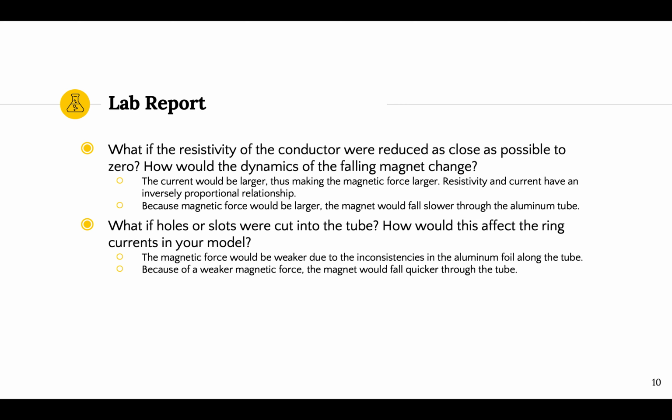And finally, what if holes or slots were cut into the tube? How would this affect the ring currents in your model? The magnetic force would be weaker due to the inconsistencies in the aluminum foil in the tube, thus reducing the number of rings in the tube. And because of a weaker magnetic force, the magnet would fall quicker through the tube.